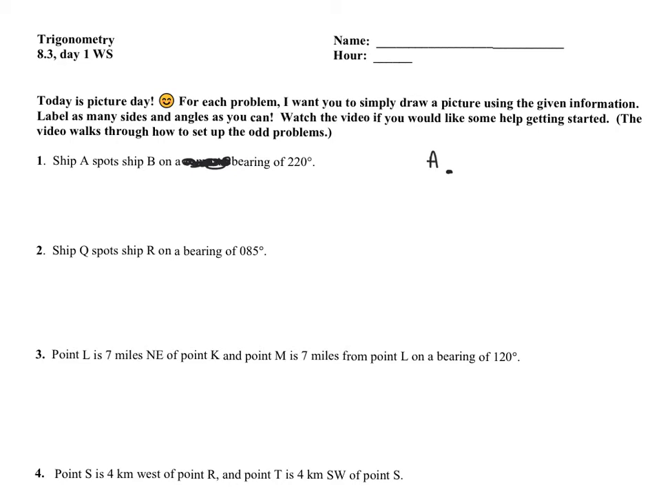Now, if it's spotting ship B on a bearing of 220, that means I need a due north kind of start point. So there's my north. A bearing of 220 degrees means we're going to go clockwise. If I rotate a little over halfway around and draw my line, I'm going to see ship B down here somewhere. And I'm going to label my bearing 220 degrees.